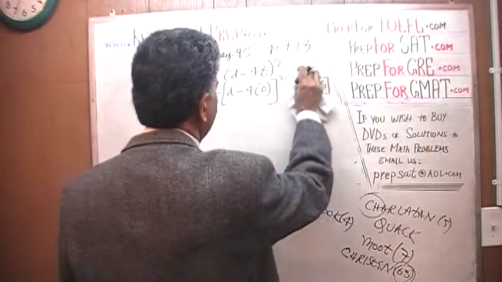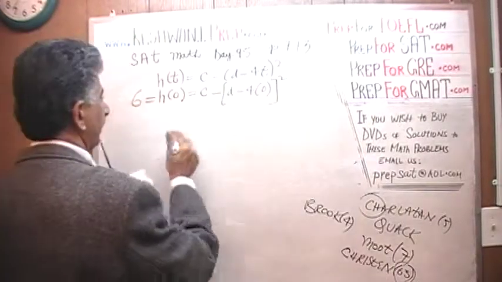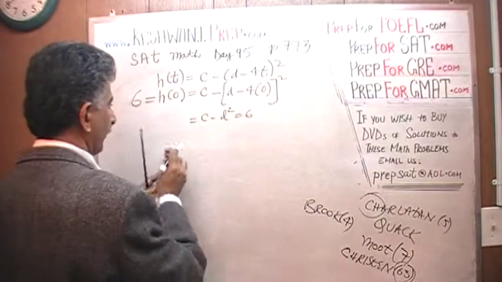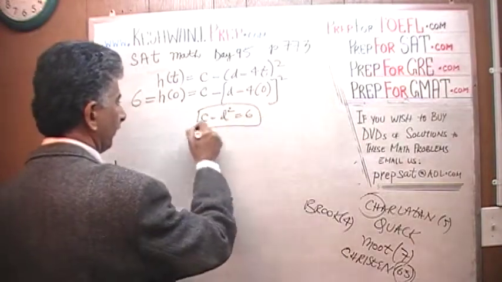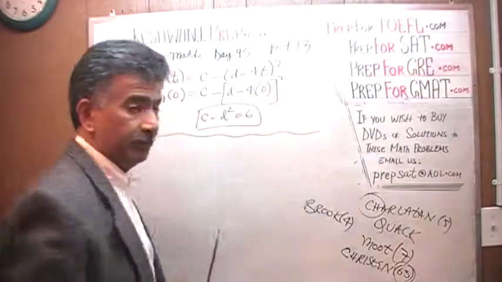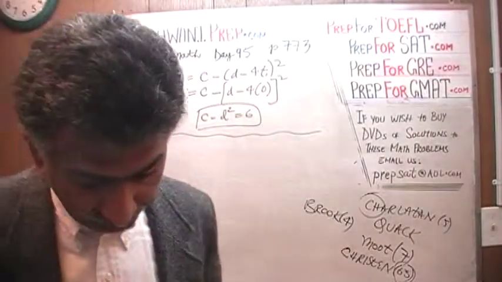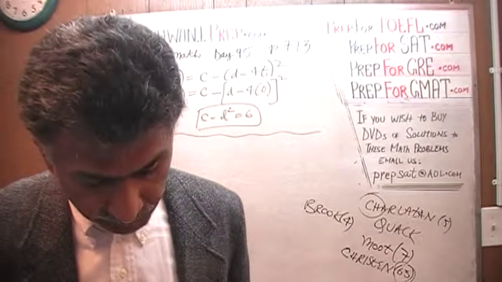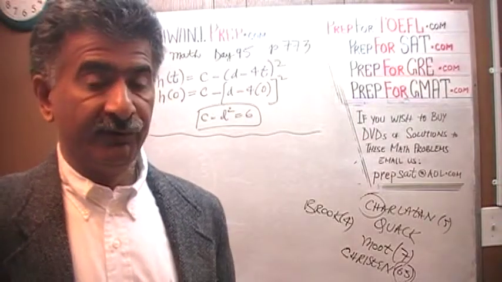I'm going to rewrite this right here: c minus d squared equals 6. We're going to make a note of it. This is a very important bit of information. Now we move on to the second bit of information that they gave us, which is the fact that at precisely 2.5 seconds, it has reached its maximum height of 106 feet.